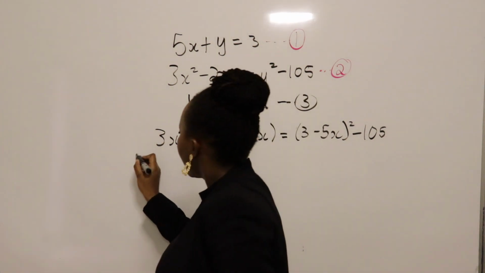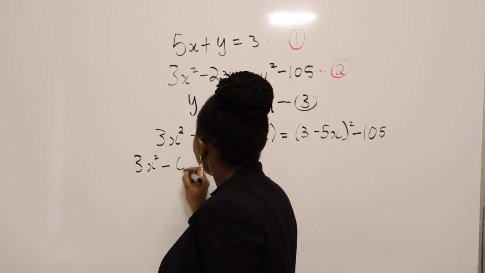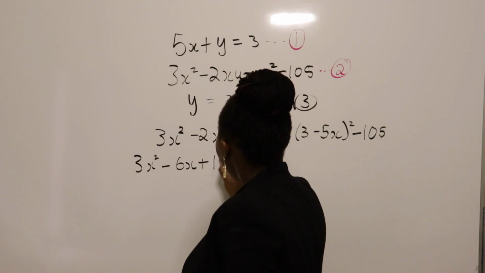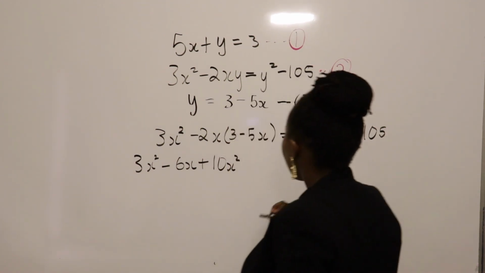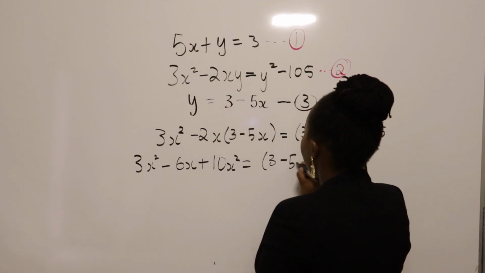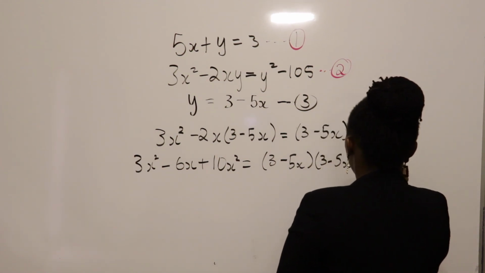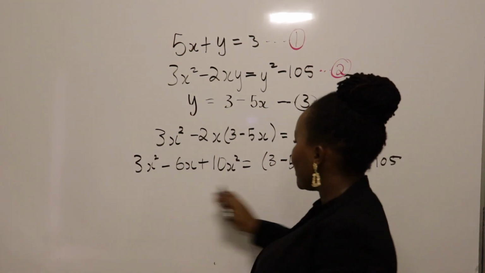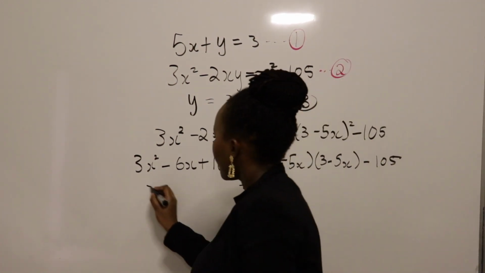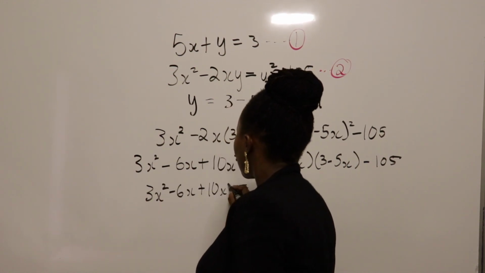I will have 3x squared. 2 times 3, I will get minus 6x. 2 times 5, it will be plus 10x squared. Now I will come this side and expand. When I expand, I have 3 minus 5x and 3 minus 5x, minus 105. So I'll repeat the same thing this side so that I expand this. And this will give me 3x squared minus 6x plus 10x squared.